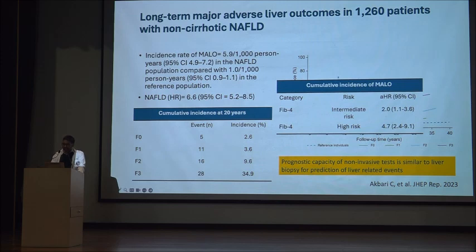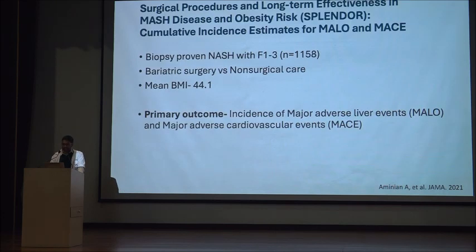They've also found that with FIB4, if it is intermediate risk or high risk at baseline, these non-invasive tests also fared equally well as compared to the fibrosis stage, and they found that the prognostic capacity of non-invasive tests is similar to liver biopsy when prediction of liver-related events is concerned.